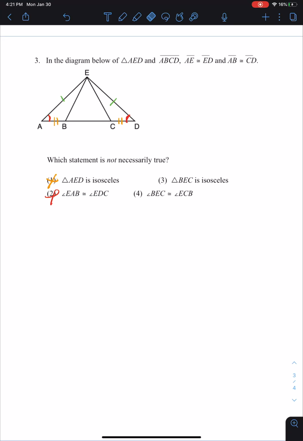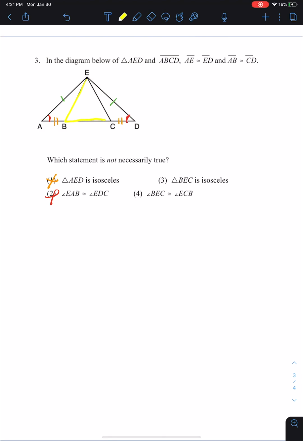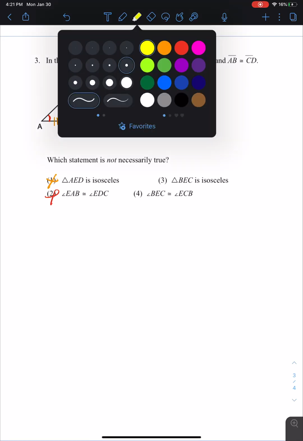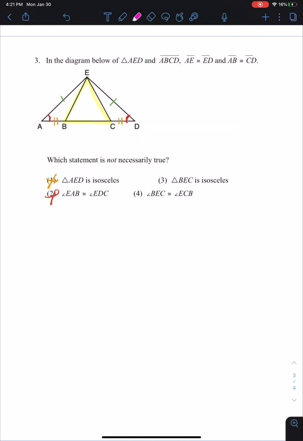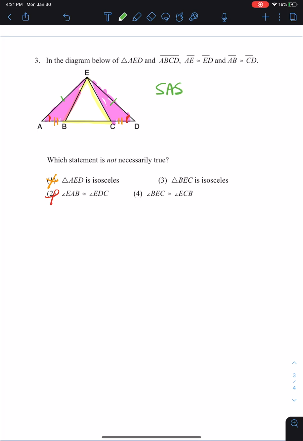All right, the next thing is that triangle BEC is isosceles. So now it wants to know, is triangle BEC isosceles? So looking at it, it doesn't seem like it would be isosceles, but if we think about these 2 triangles here, AEB and ECD, we know that these 2 triangles are congruent by side angle side.